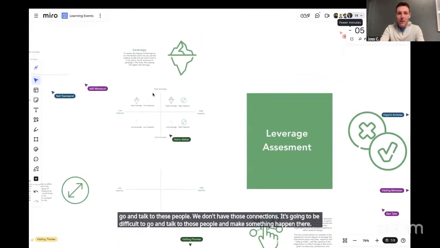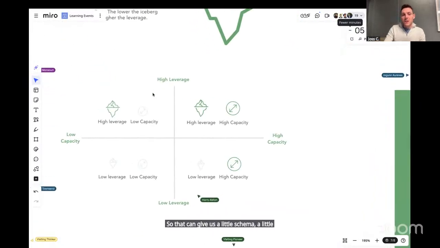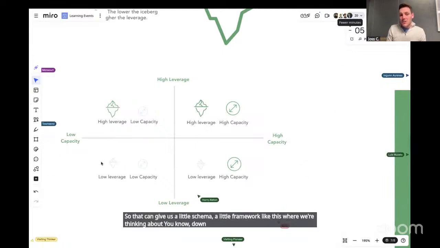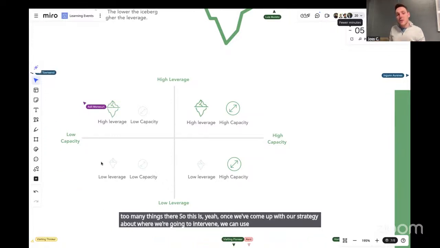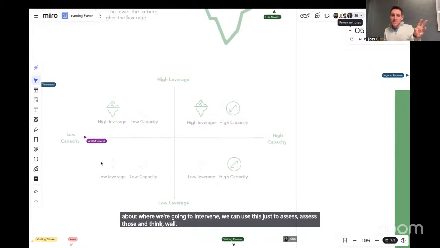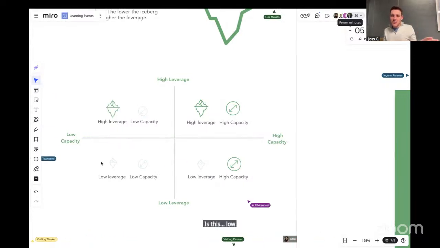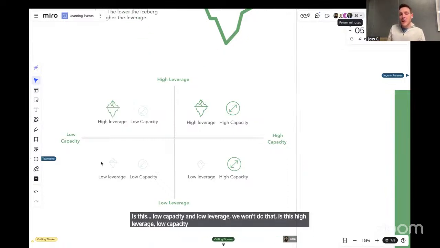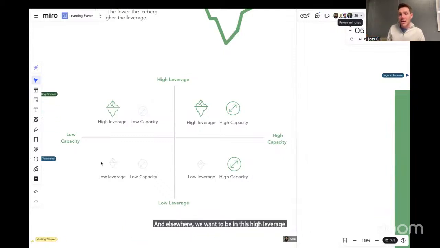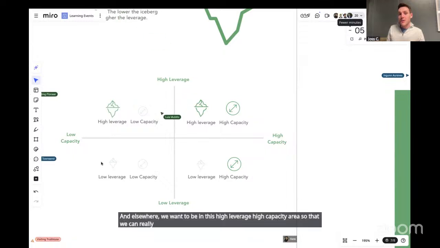So that can give us a little schema, a little framework like this, where down here is low leverage, low capacity, so we don't want to do too many things there. Once we've come up with our strategy about where we're going to intervene, we can use this to assess those and ask, is this low capacity and low leverage? We won't do that. Is this high leverage, low capacity? Low leverage, high capacity? And we also want to be in this high leverage, high capacity area, so that we can really make things happen and work with those intervention points.